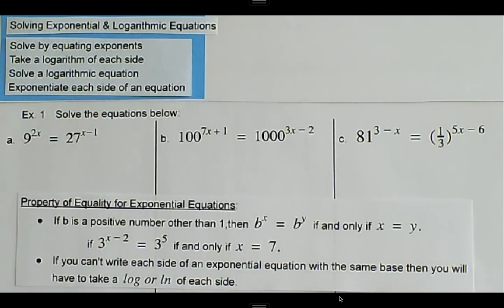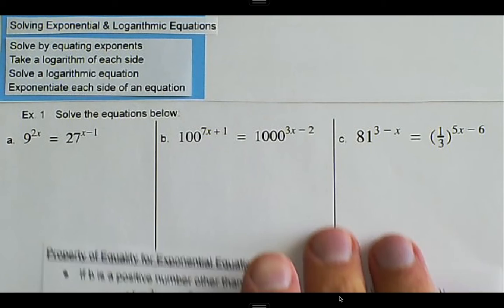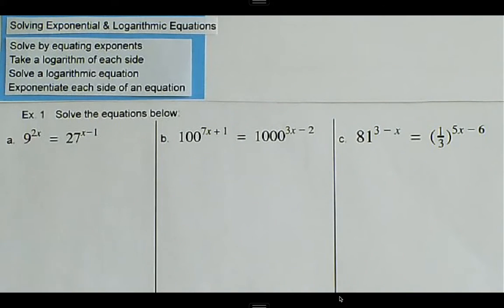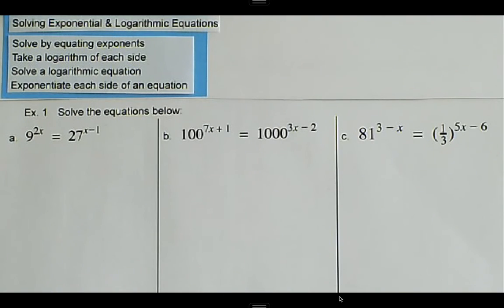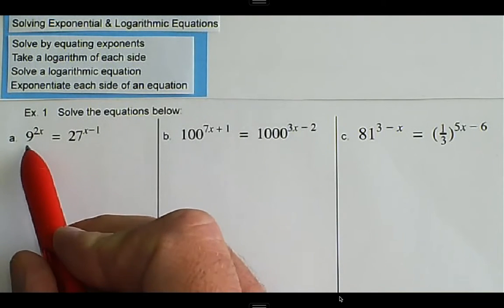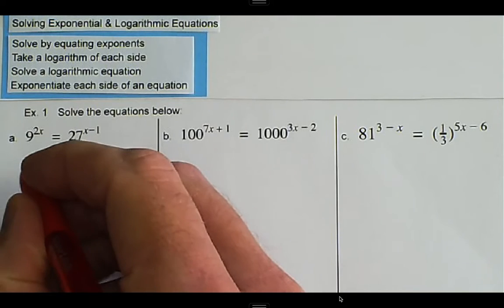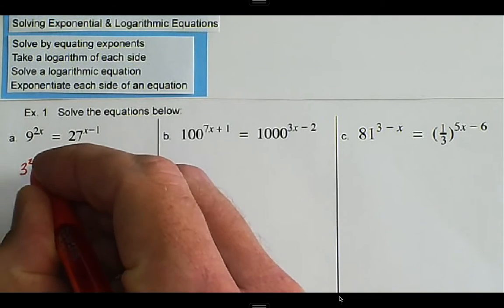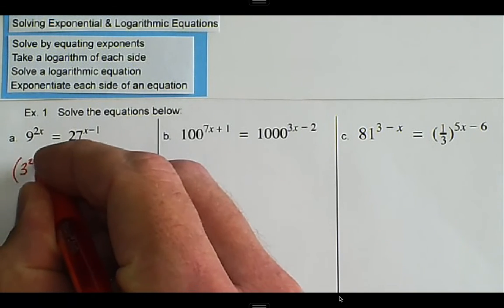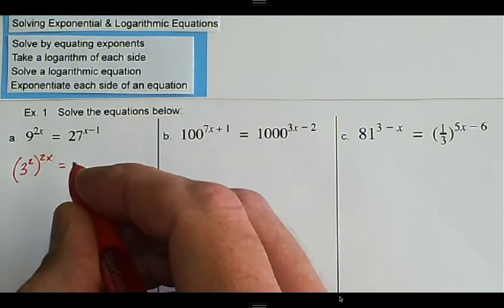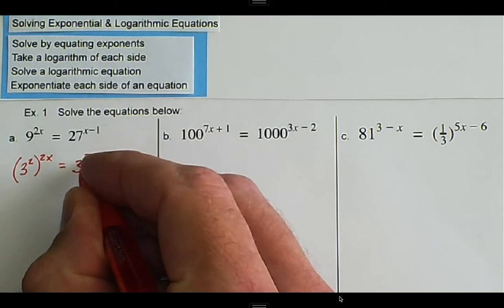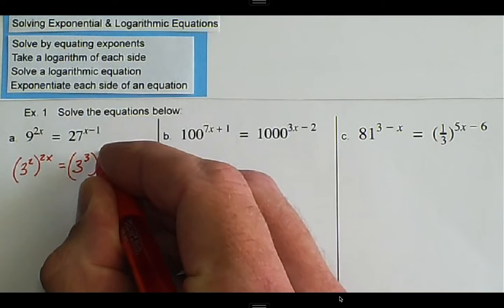So if we look at example A, we can see that we have two different bases. We have one that is a base 9 and the other one that is a base 27. So what we want to do is get the bases to be the same. So 9 and 27 both are powers of 3. So another way that we can write 9 is as 3 squared, to the 2x. And 27 we can write as 3 cubed raised to the x minus 1.